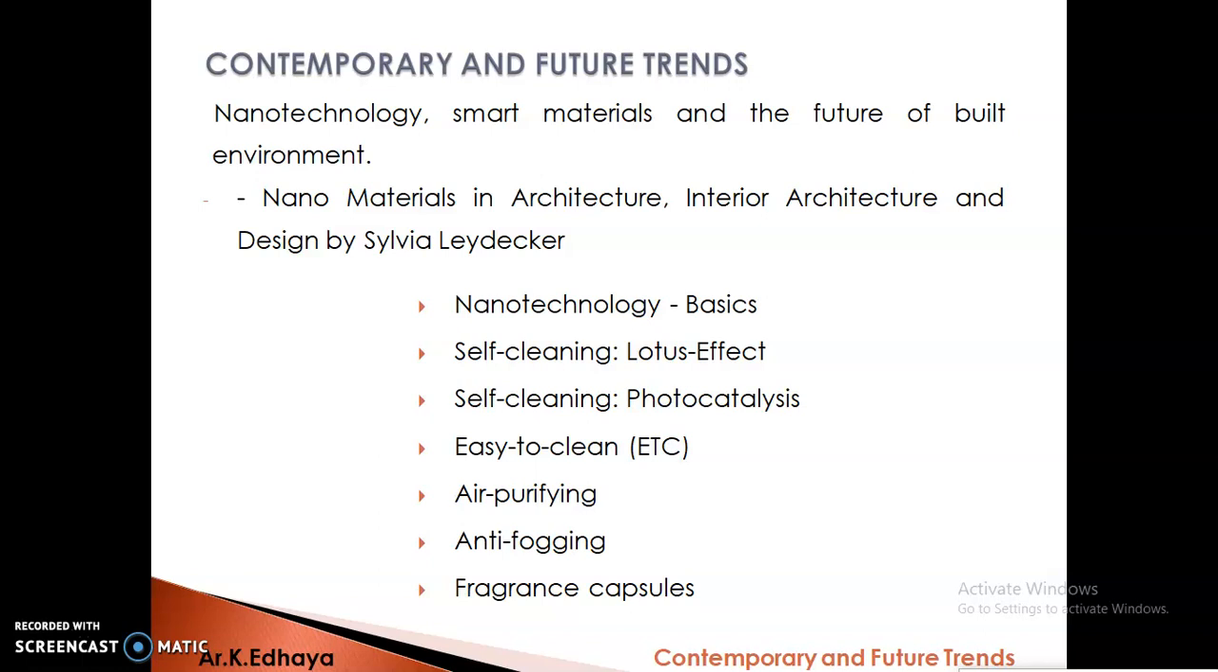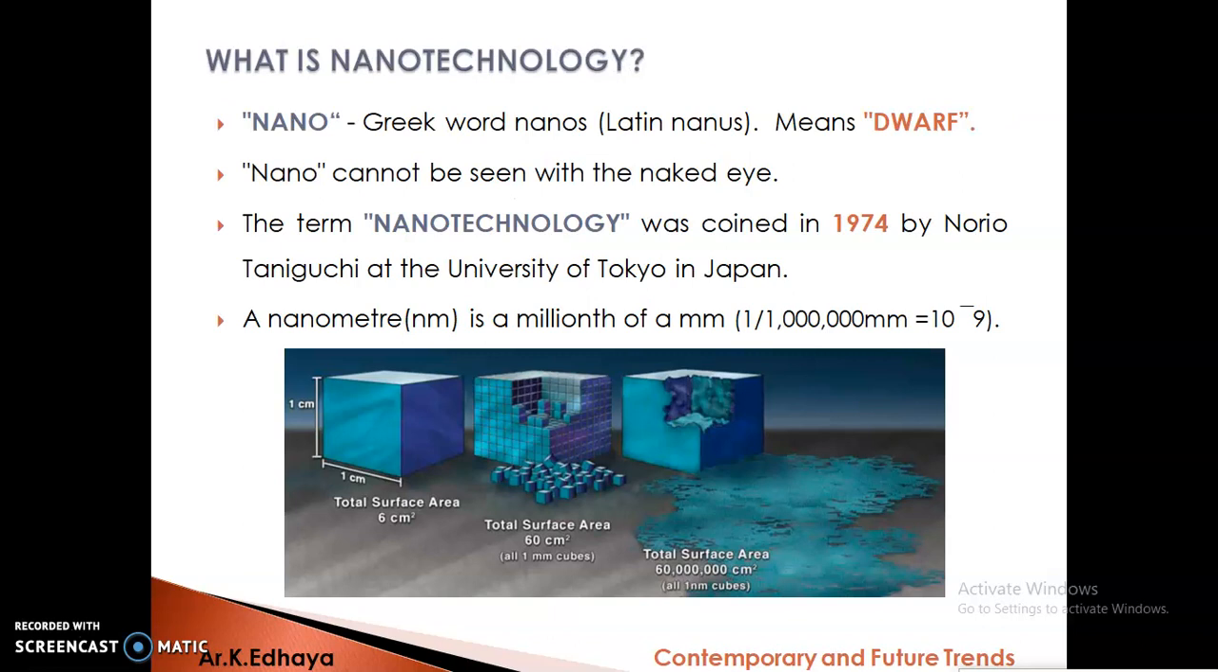The complete content is taken from Nanomaterials in Architecture, Interior Architecture, designed by Sylvia Leydecker. So firstly, what is nanotechnology? Nano, in Greek it is called nanos, which means drop or the smallest particle. Nano is not possible to see with the naked eye. The term nanotechnology by itself was coined in 1974.